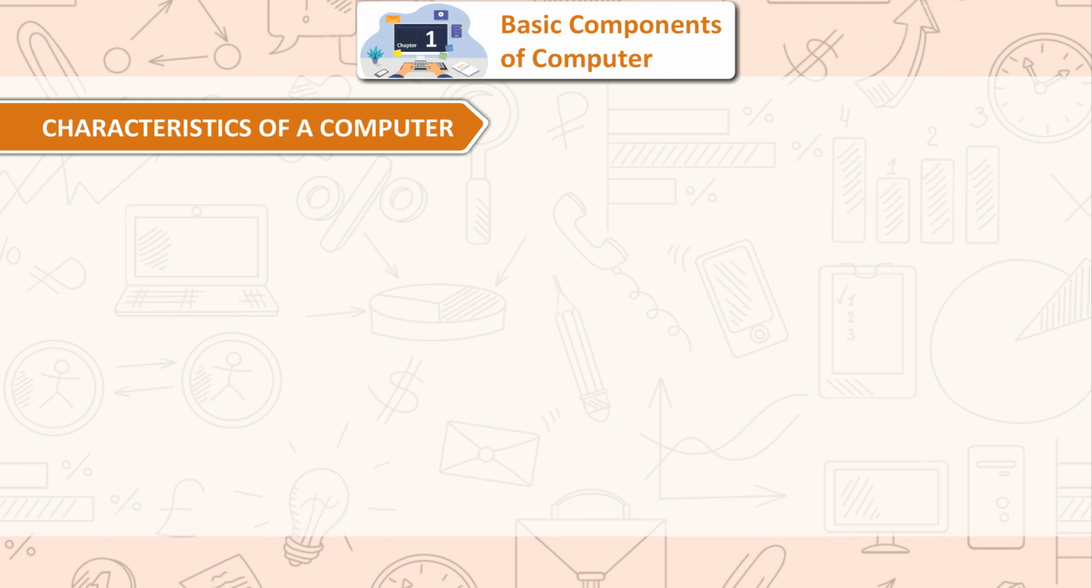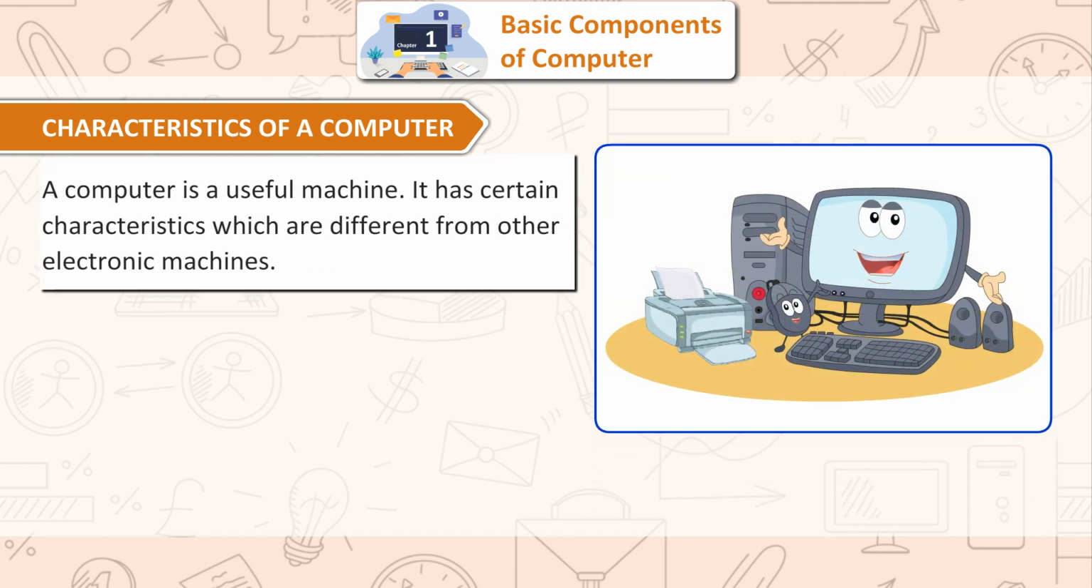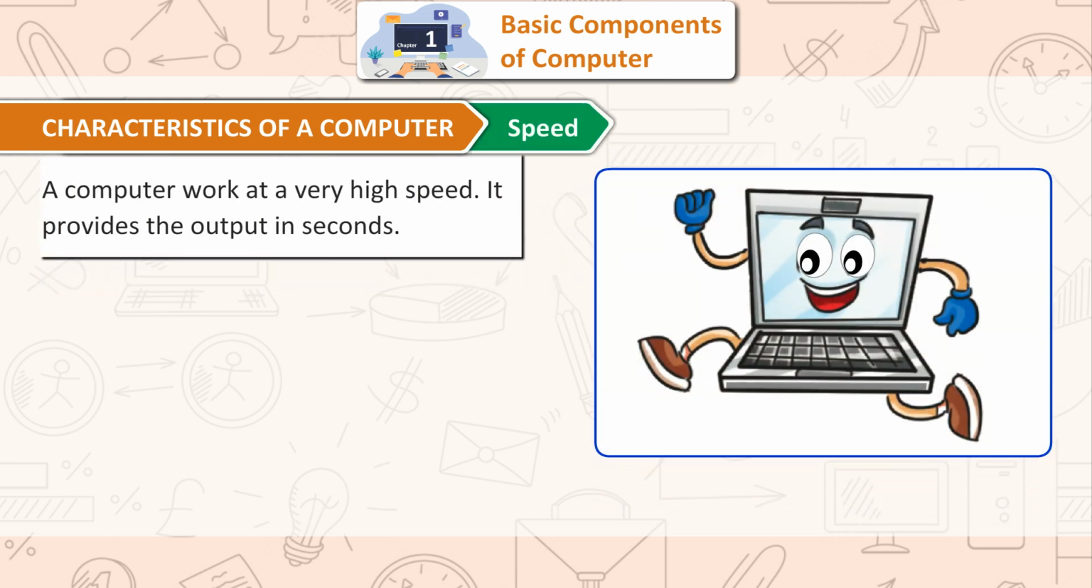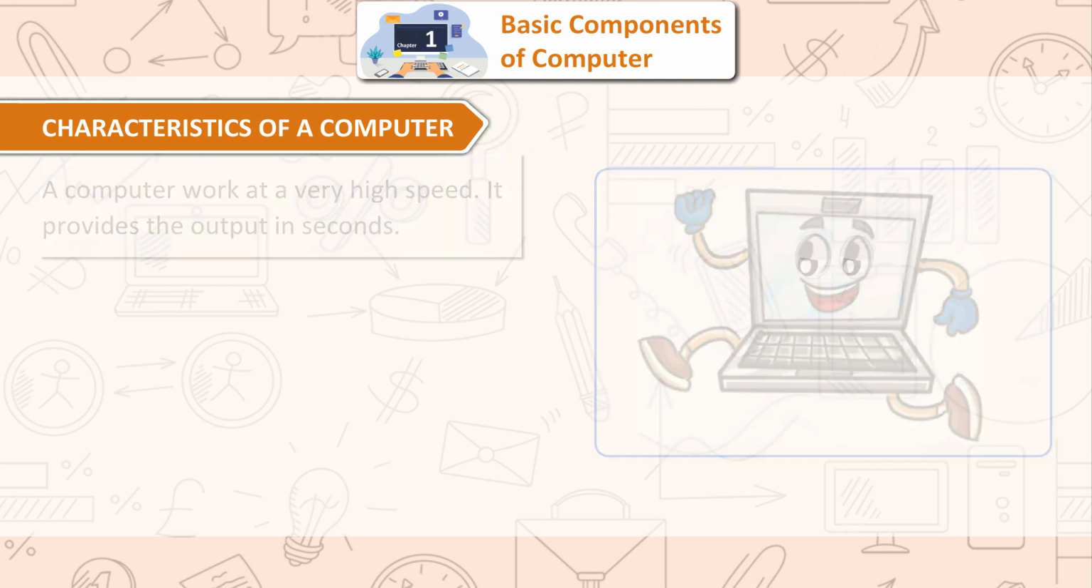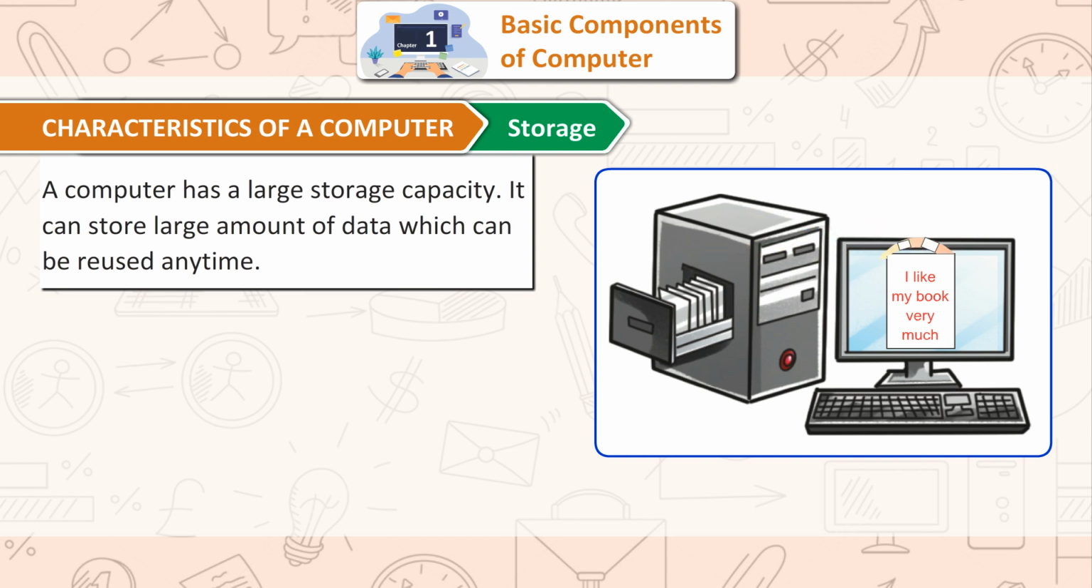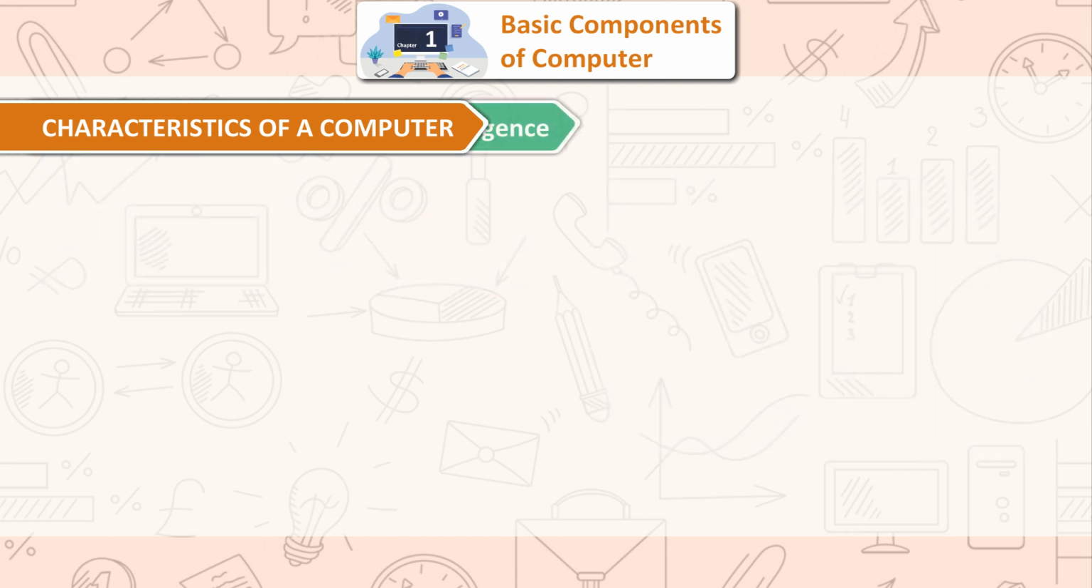Characteristics of a computer. A computer is a useful machine. It has certain characteristics which are different from other electronic machines. Speed. A computer works at a very high speed. It provides the output in seconds. Storage. A computer has a large storage capacity. It can store a large amount of data which can be reused anytime.